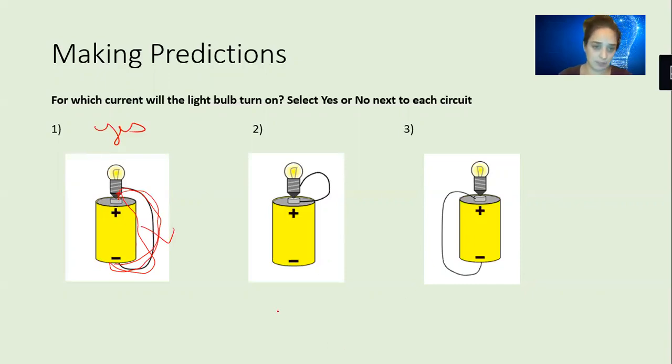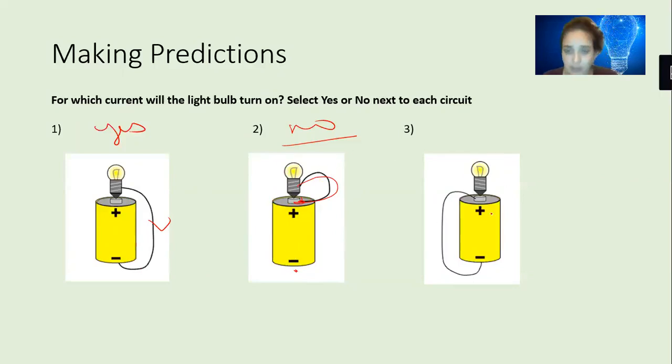Okay, it's messy. But we see that there would be a current flowing. For number 2, hopefully you said that this light would not turn on. And the reason why is because the wire connects the light bulb only to one side of the battery and not to the other. Right? So you have to have a connection to both sides. Right? So there won't be any current here. So the light won't turn on.